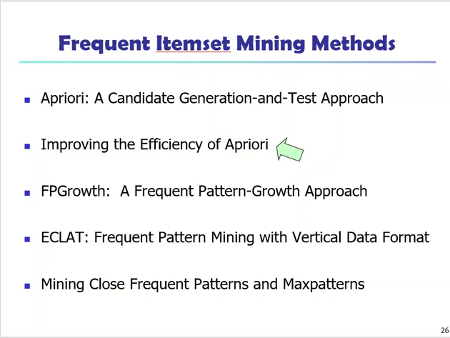So earlier we mentioned Apriori is one of the first algorithms created for mining association rules, and it does have some efficiency concerns. So over time, there are not only new algorithms being proposed, but also methods that improve the efficiency of the Apriori algorithm have been proposed.